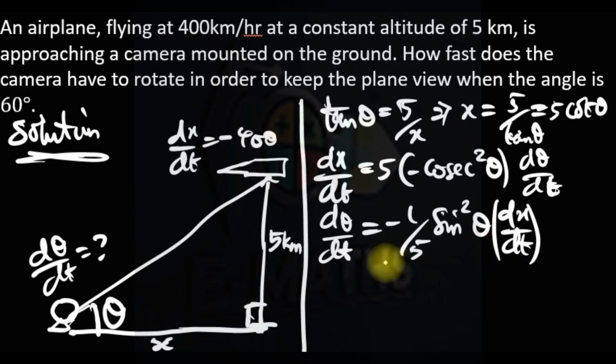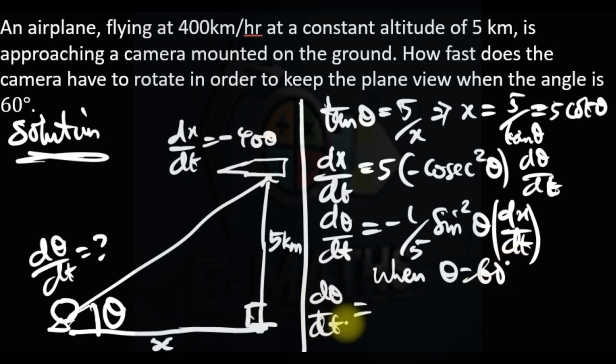So we substitute. They said when theta is 60 degrees, we see that dtheta/dt is now minus 1 over 5 sine squared 60 times dx/dt, which is minus 400.